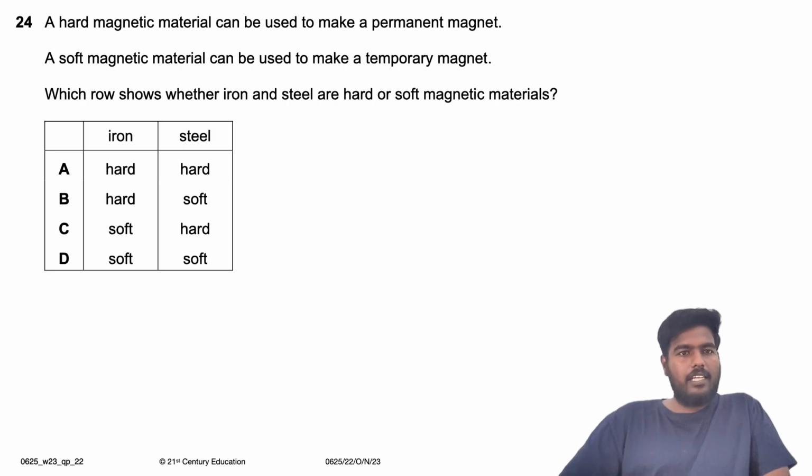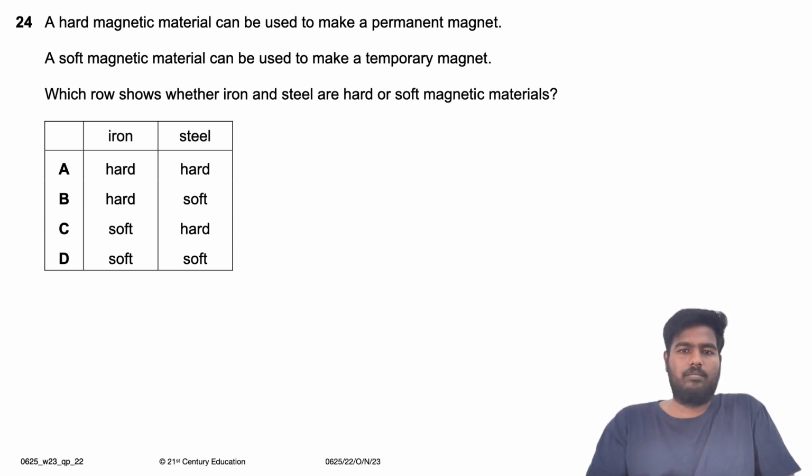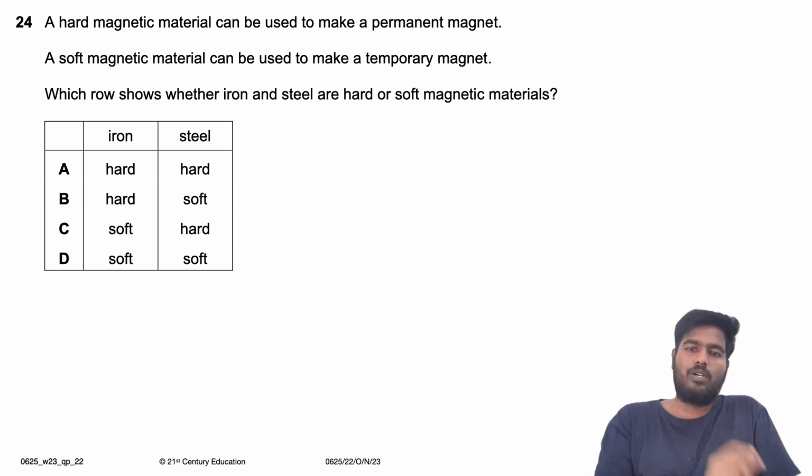A hard magnetic material can be used to make a permanent magnet. A soft magnetic material can be used to make a temporary magnet. Which row shows whether iron and steel are hard or soft magnetic materials? First, what's iron and what's steel? How do they define soft and hard? Soft and hard depend on what percentage of carbon is in the metal. Soft means less carbon.